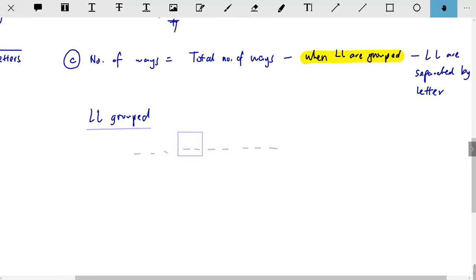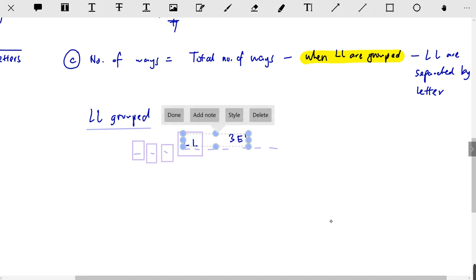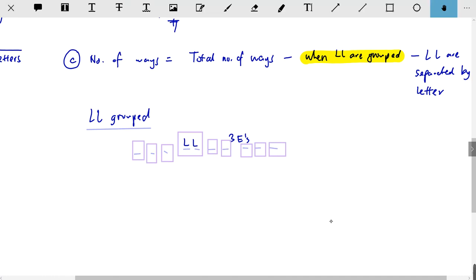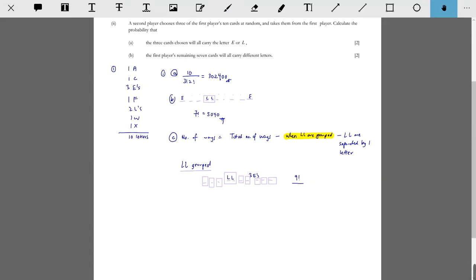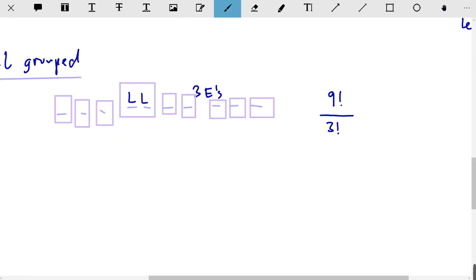So we have 3 E's outside and 2 L's here. So 3 E's outside, right? So the total number of arrangements would be the entities here 1, 2, 3, 4, 5, 6, 7, 8, 9. 9 factorial. Basically, you're taking 9 factorial over 3 factorial because there are 3 E's outside. Okay, so this is when L's group together. Right, so this case here, you check the calculator out.